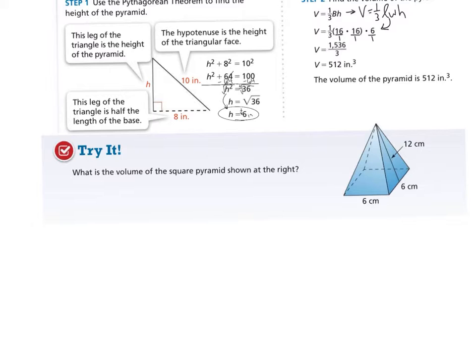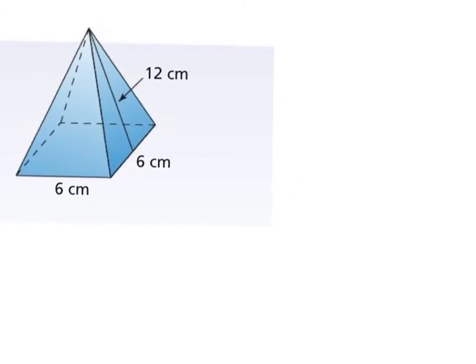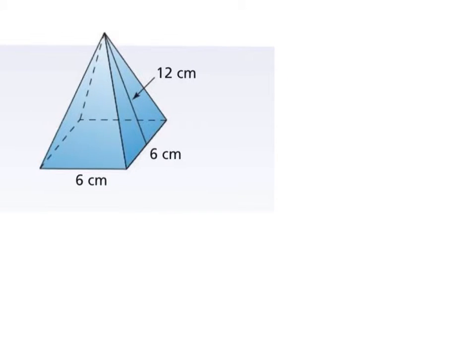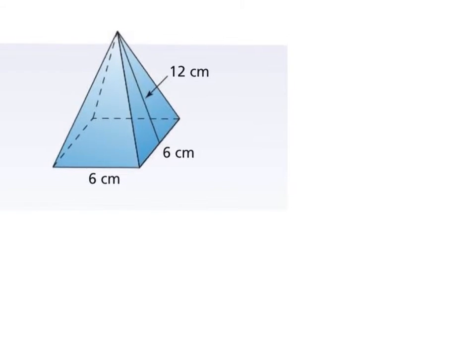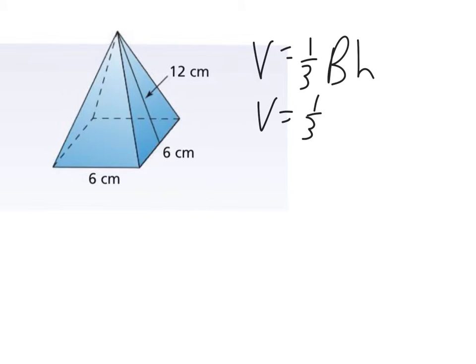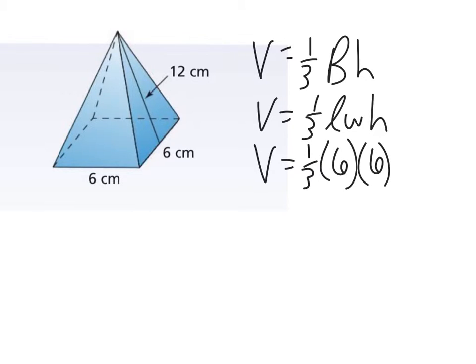So, very similar problem here to get some practice. What is the volume of the square pyramid shown at the right? So again, this is very, very similar to example 3 we just looked at. For our volume, we know it's 1/3 times the area of the base times the height. We know our base is a rectangle or square here, so length times width. So at this point, we know the length and width are both 6.